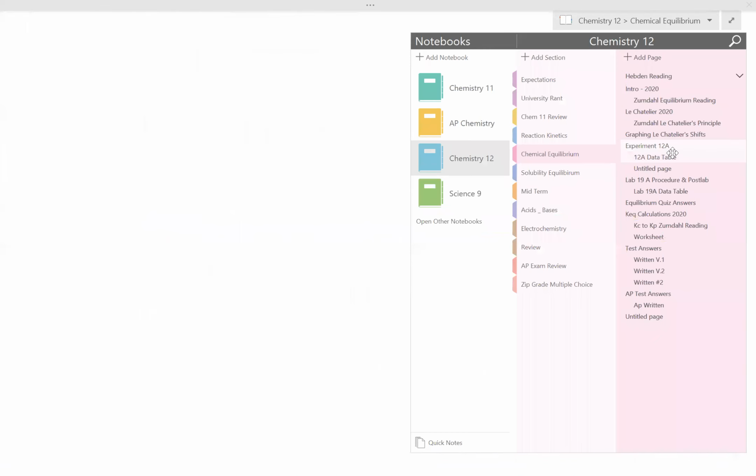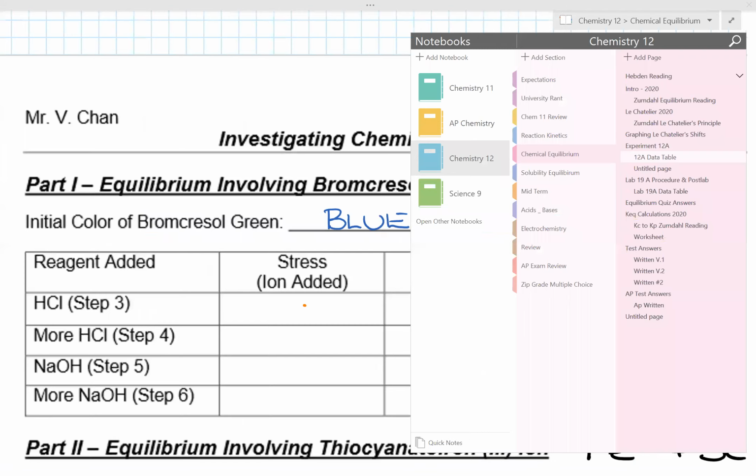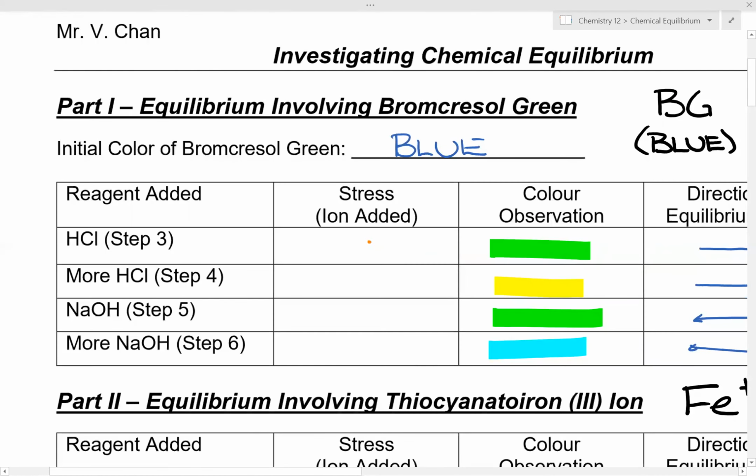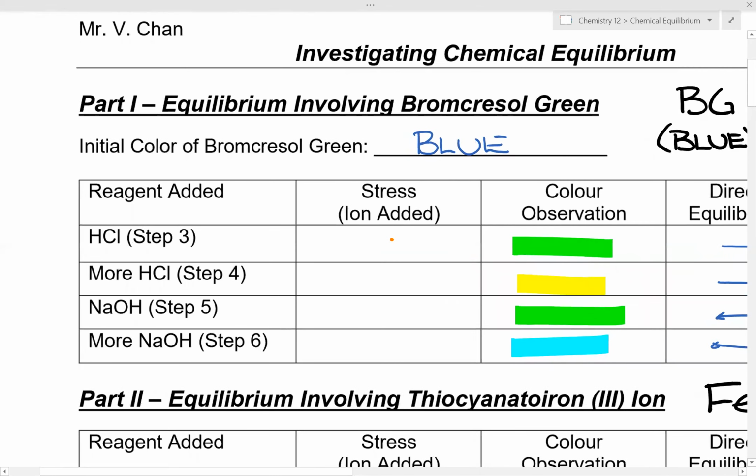So what does that mean? When you take a look at this data table, why did it change color? Now, HCl. Is HCl an acid or a base? Acid. So when we just read, what does an acid provide? Leo, you just read it. What does an acid provide?